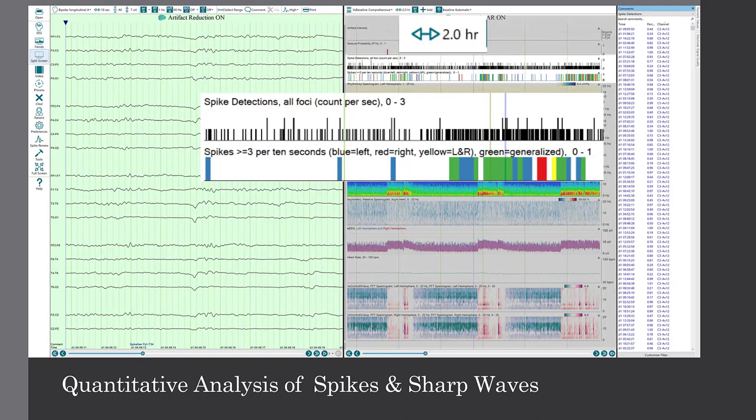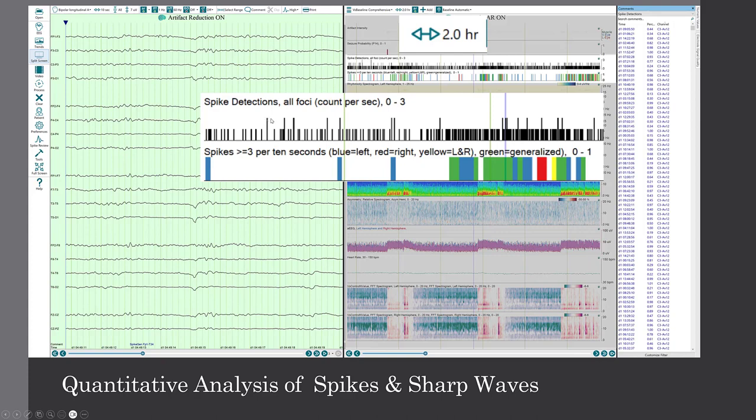So let's look at a page of trends showing these event densities, and we've zoomed in on a couple of portions here. We're looking at a 2-hour duration for this particular example, and we're zoomed in on the spike detections, all foci, count per second 0 to 3, and count per 10 seconds, if we have greater than 3 on a page. The 0 to 3 means that if it's a third of the way up, it's 1 for each one of these black marks. If it's 2/3 of the way up, there are 2 per second, and all the way up is 3 per second or greater.